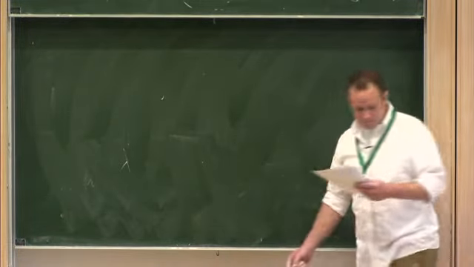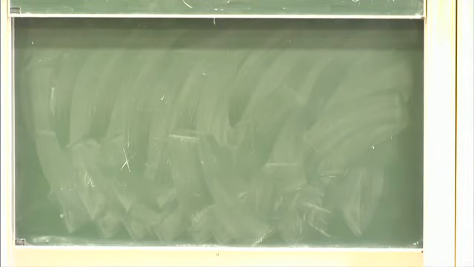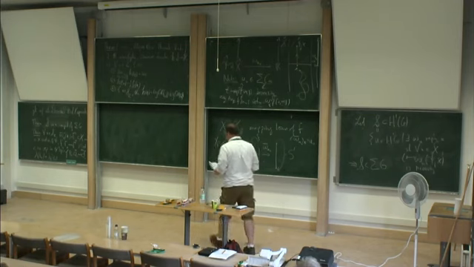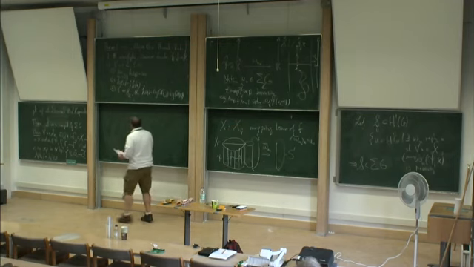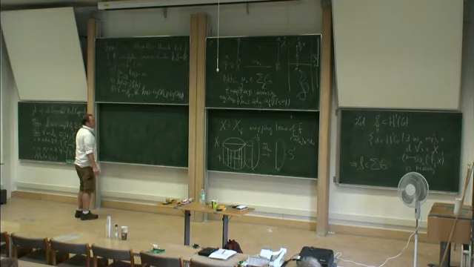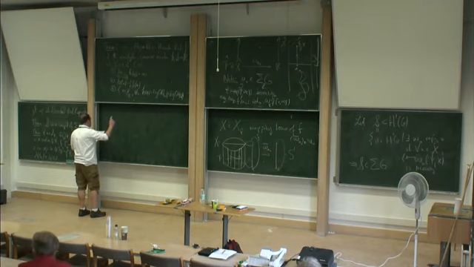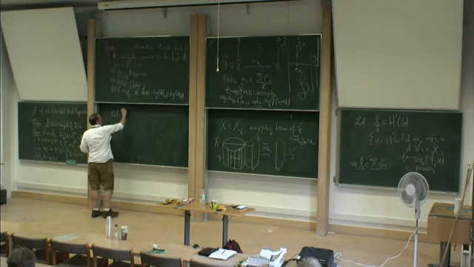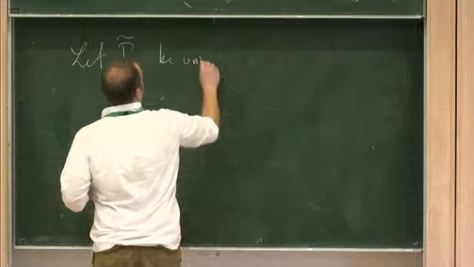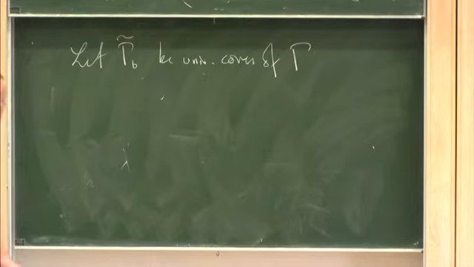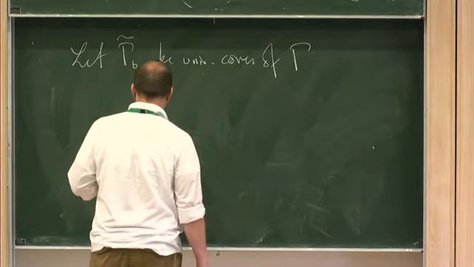Okay. Any questions so far, now that we're almost done? All right. So I mentioned trees. So where do the trees come from? So Yael mentioned the trees. So let's let gamma naught tilde be the universal cover of our starting graph gamma.